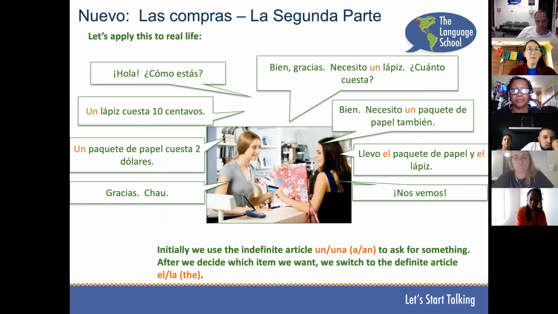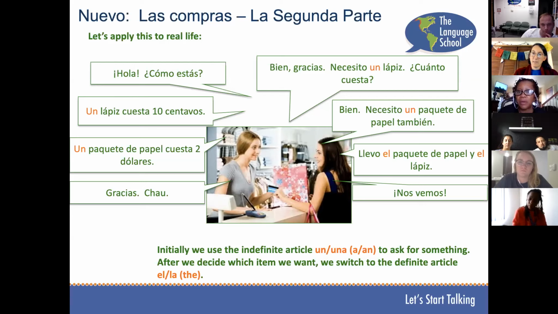Hola, ¿cómo estás? Bien, gracias. Necesito un lápiz. ¿Cuánto cuesta? Un lápiz cuesta 10 centavos. Bien. Necesito un paquete de papel también. Un paquete de papel cuesta $2. Llevo el paquete de papel y el lápiz. Gracias, chao. Nos vemos.